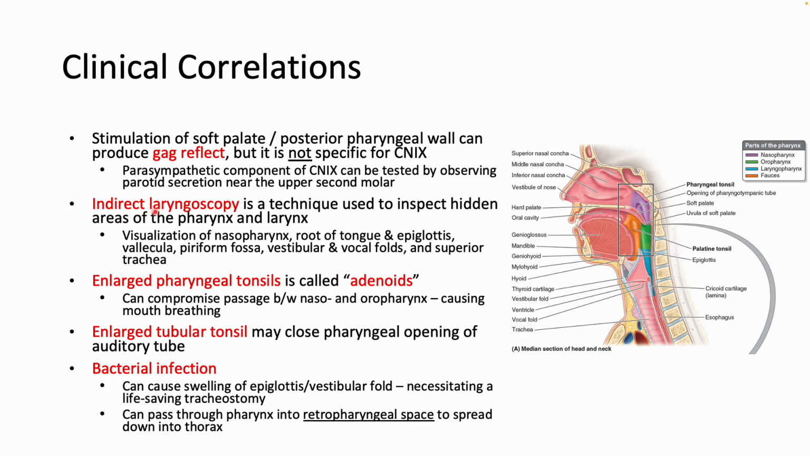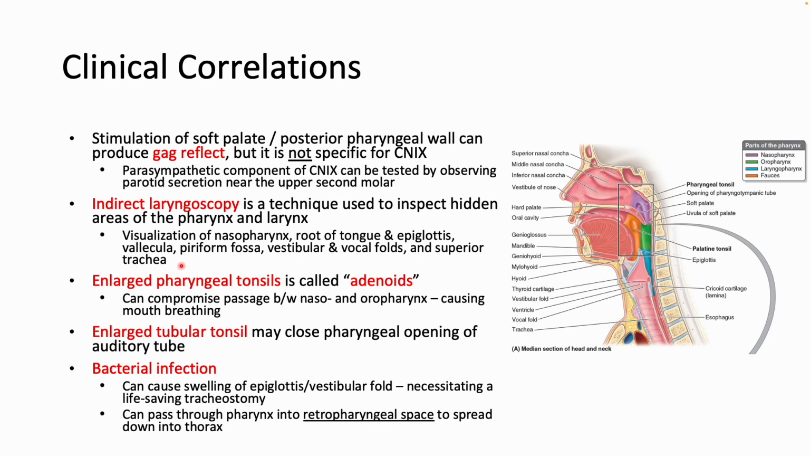Moving on, indirect laryngoscopy is a technique used to inspect hidden areas of the pharynx or larynx. And so that can be used to visualize a lot of different regions that are kind of hard to see using just a little mirror on a stick, essentially.